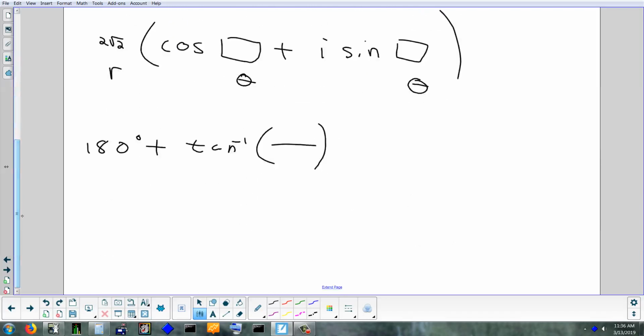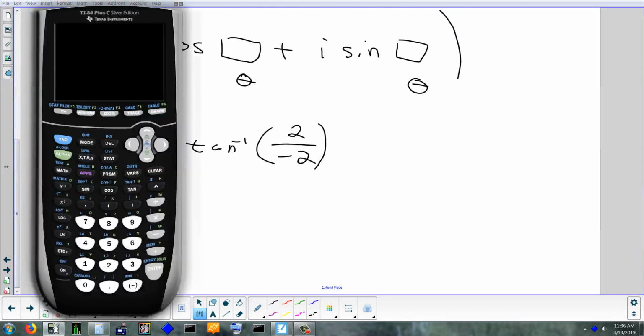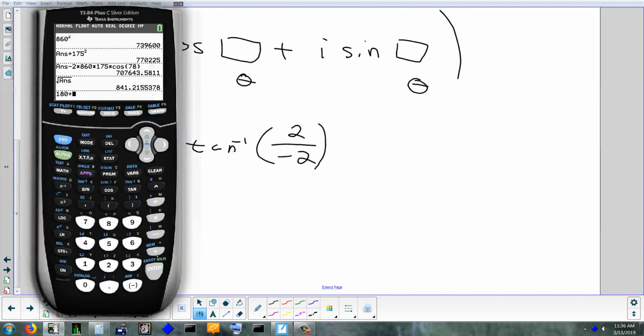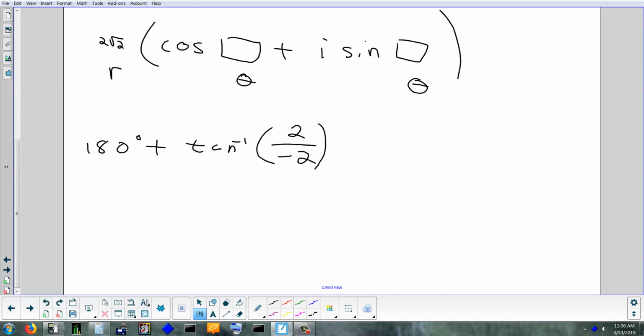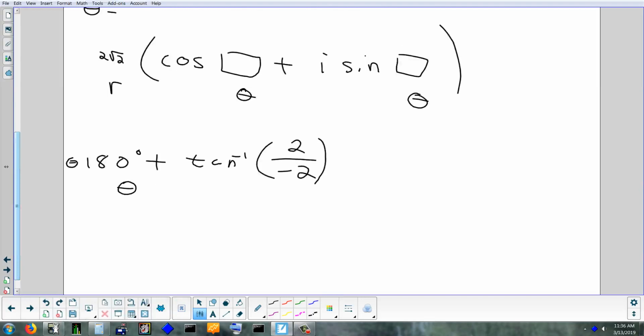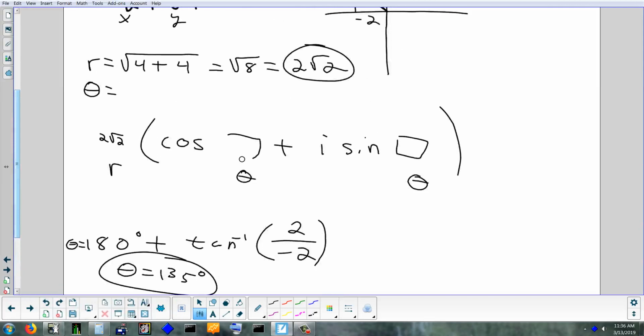2, and x? Negative 2. So really, that's just the inverse tangent of what? Negative 1. So when I type it in, I'm just going to do it that way. 180 plus inverse tangent of negative 1 gives me an angle of 135 degrees. So now just fill that in your formula. So the final answer is going to be 2 root 2 cosine 135 plus i sine 135.